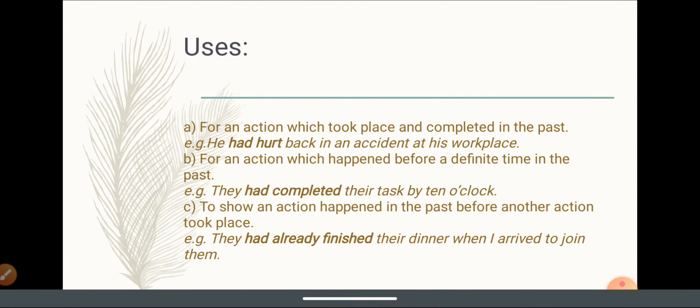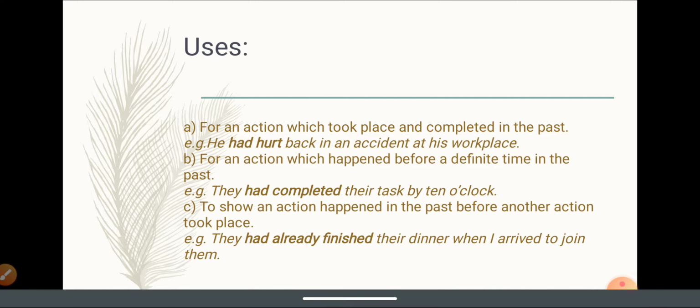Now comes the uses. For an action which took place and completed in the past. That action which took place and completed means this is not just happening; the completion of the action is also important. So, he had hurt his back in an accident at his workplace. He got hurt at his back in an accident when he was at his workplace.